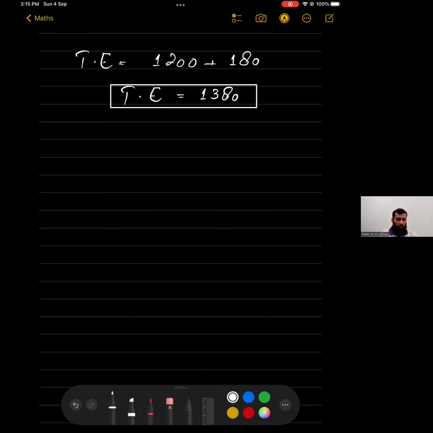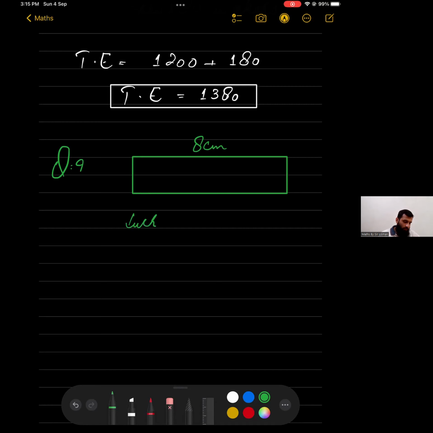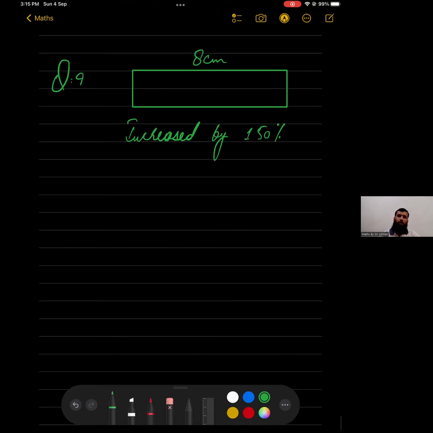Now moving forward, we have the next question, which was question number 9. इसमें भी problem हुई काफी students को. So in question number 9, they are saying that a rectangle was having particular length of 8 centimeter. Now it is increased by 150%. Now the point here is कि इसको करने के दो तरीके हैं.